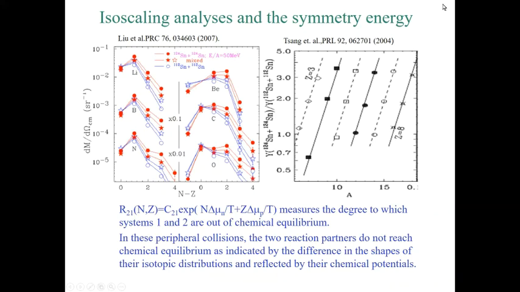And that's basically given by the number of neutrons times the difference in neutron chemical potentials of the 2 reactions over temperature, plus the number of protons times the difference in proton chemical potentials at the same temperature. So you can test the degree to which 2 systems, in this case tin 124 plus tin 112, which were colliding, were in equilibrium at the time that they separated apart.